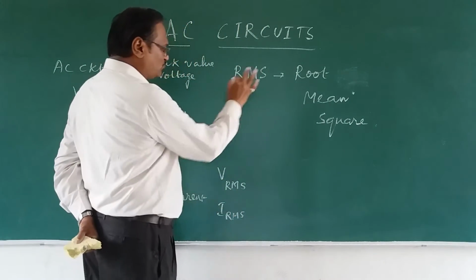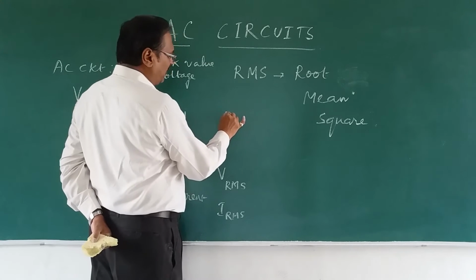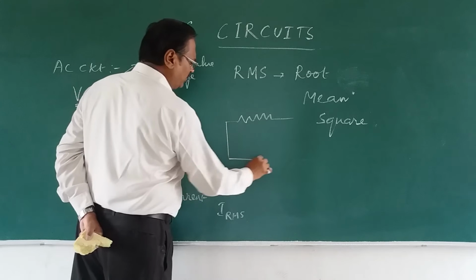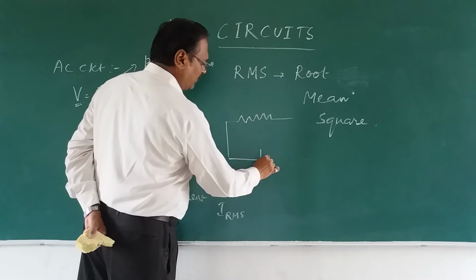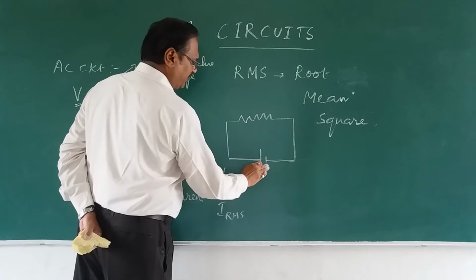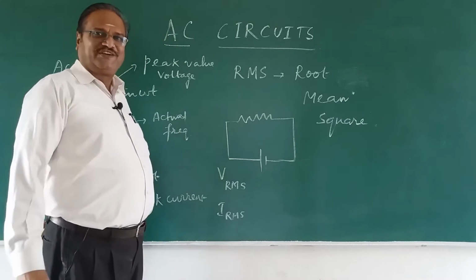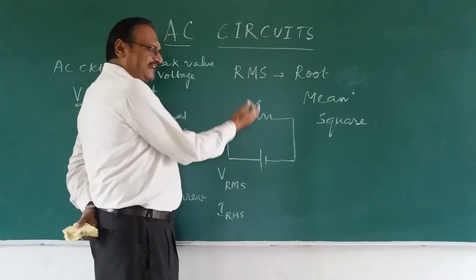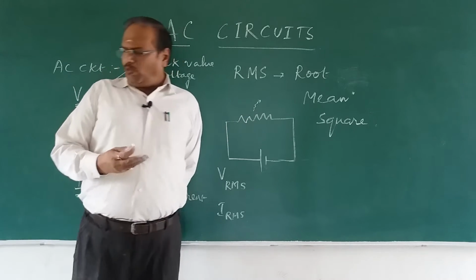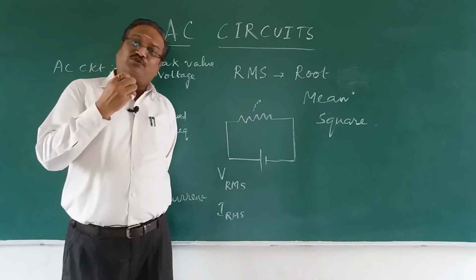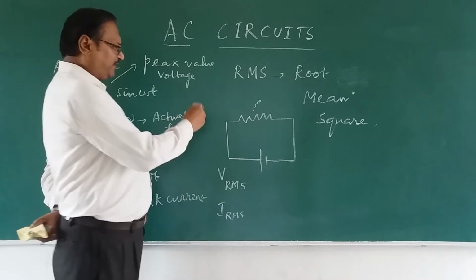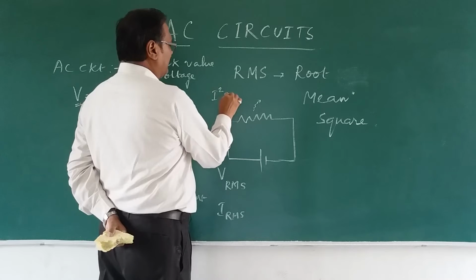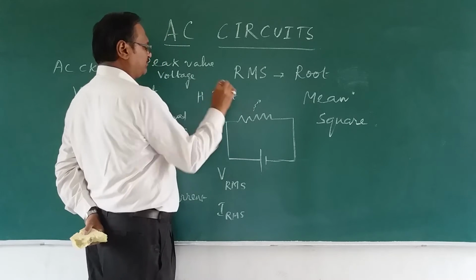Root mean square value means you make a resistance. Now, current is going to be allowed to flow through, and I am going to connect a cell. Okay, now current is flowing through. When current is flowing through, it is supposed to produce heat energy. We know that according to Joule's heating effect, I squared RT is the heat produced.